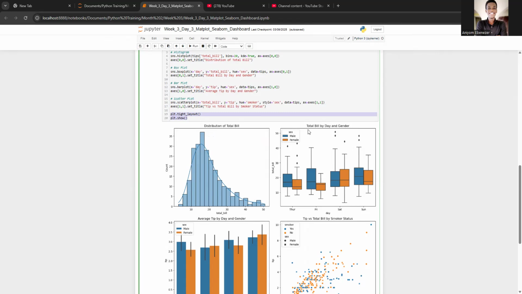And then total bill by day and gender. We have this is total bill by day. But for the gender, we see the male. If the male are not surpassing the female, it means there's something wrong with my code, right? So sorry for saying that, actually. All right, so let's look at this.